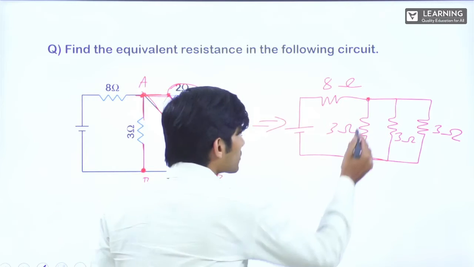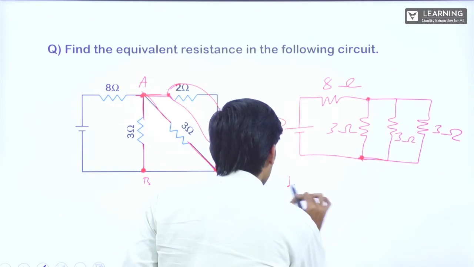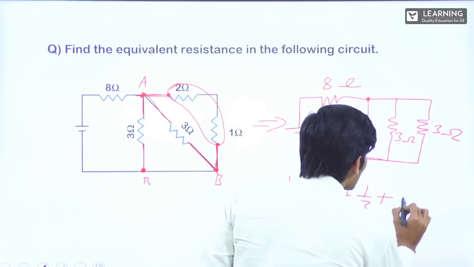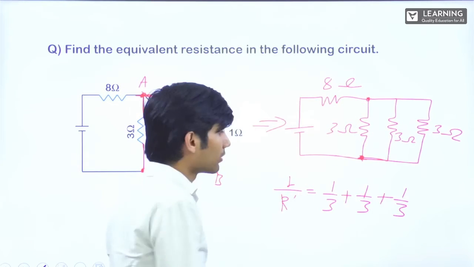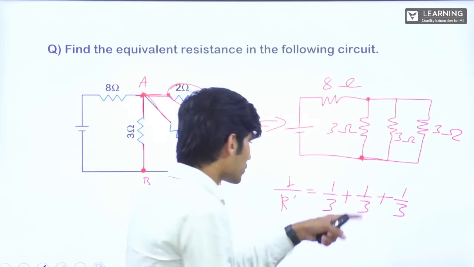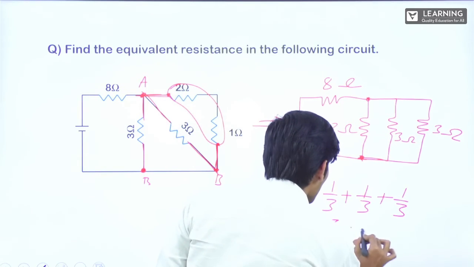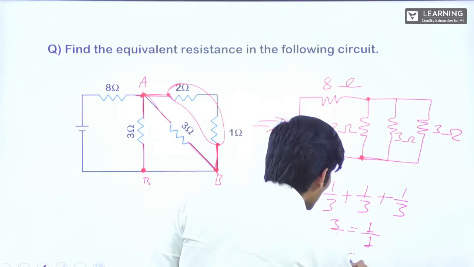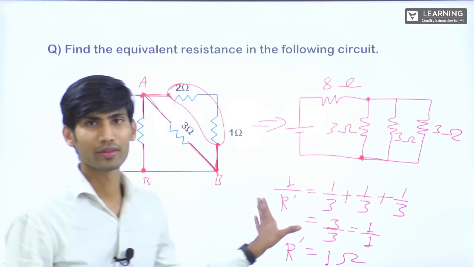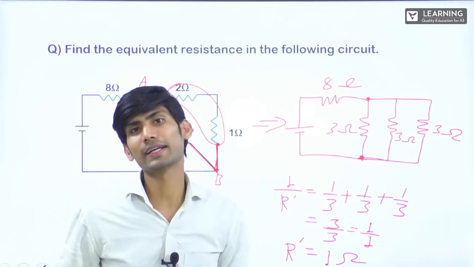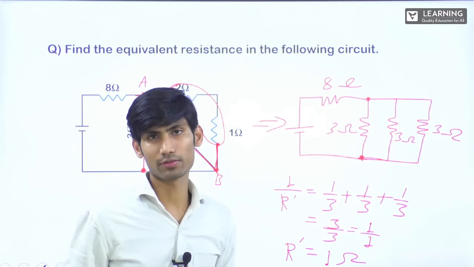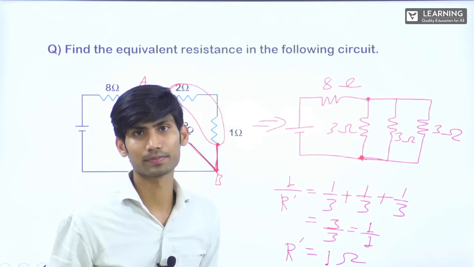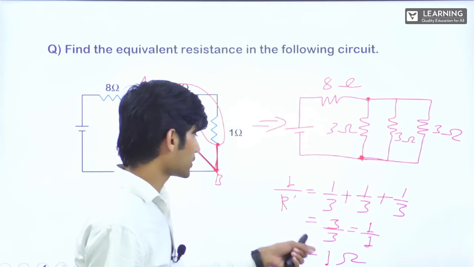You can solve and see also. If I take the equivalent as R dash, then 1 upon R dash will be equal to 1 upon 3 plus 1 upon 3 plus 1 upon 3. These three are in parallel, right? So this will come as 3 upon 3, that is 1 upon 1. Reciprocal of it will be R dash, that is 1. See, 1 ohm has come. So remember, if equal resistances are connected in parallel, the equivalent resistance will be the value of one individual resistance divided by the number of resistors. Clear? So this R dash will be 1 ohm.